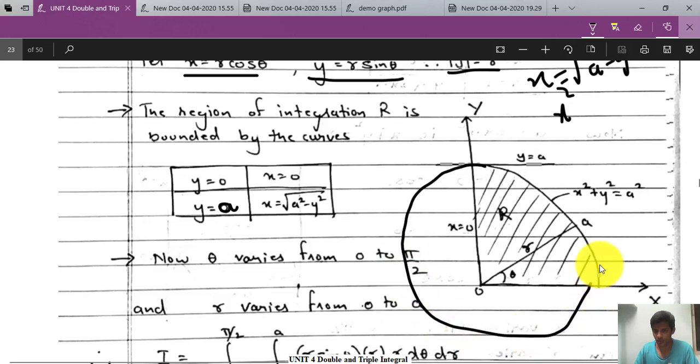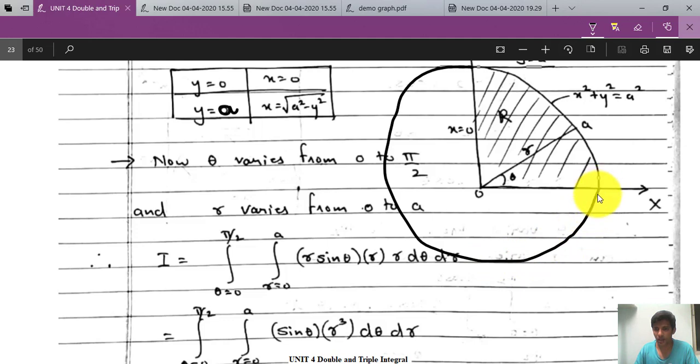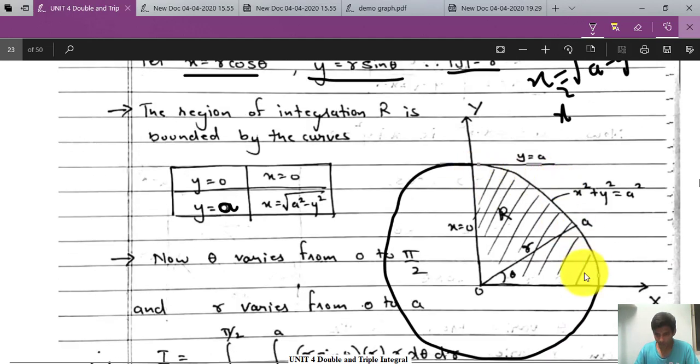I'm not that good at drawing because my writing pad is not working properly, so kindly pardon me for this. First thing is you draw a rough sketch, right? Now this is the value for x is equal to 0 in the equation, and then y is equal to 0 to a. See here, y is ranging from 0 to a.